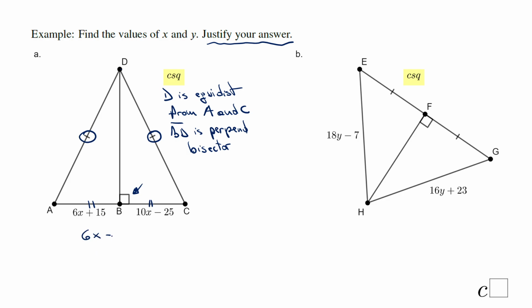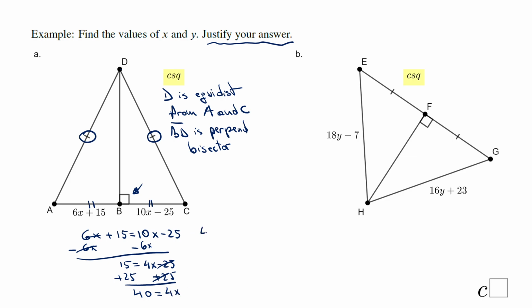So, the first part I just justify why I can write this equation. Very important in geometry to justify your work. And here I will subtract 6x, and I'll get here 15 equals 4x minus 25. I'll add 25 here. So I have here 40 equals 4x. And if 40 equals 4x, the last step will be to divide by 4. And we have x equals 10. And that is part A.